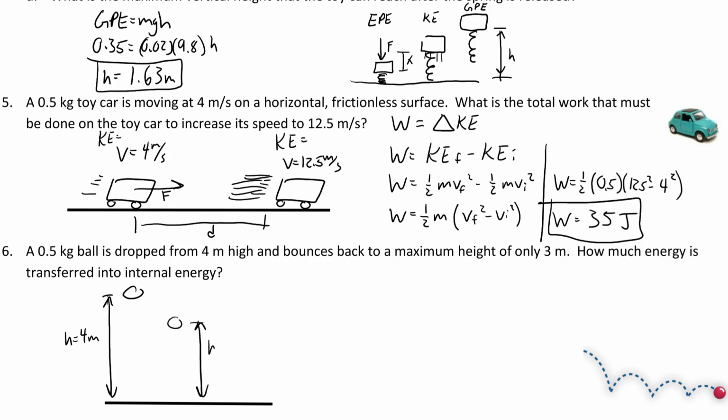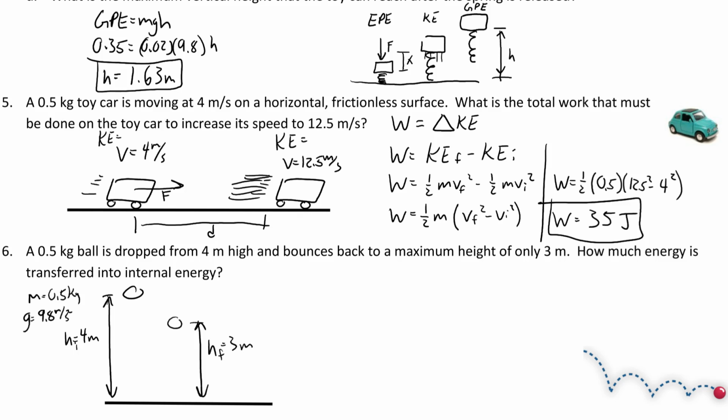It's at 3 meters. We could call this HF, HI, or H1 and H2. It's really not the final height, but for this situation, it is, because they're just saying at 4 meters and at 3 meters. All right, and the mass is 0.5 kilograms, and g is equal to 9.8 meters per second squared. Don't want to get a point off for my units. All right, so it says how much energy is transferred into internal energy.